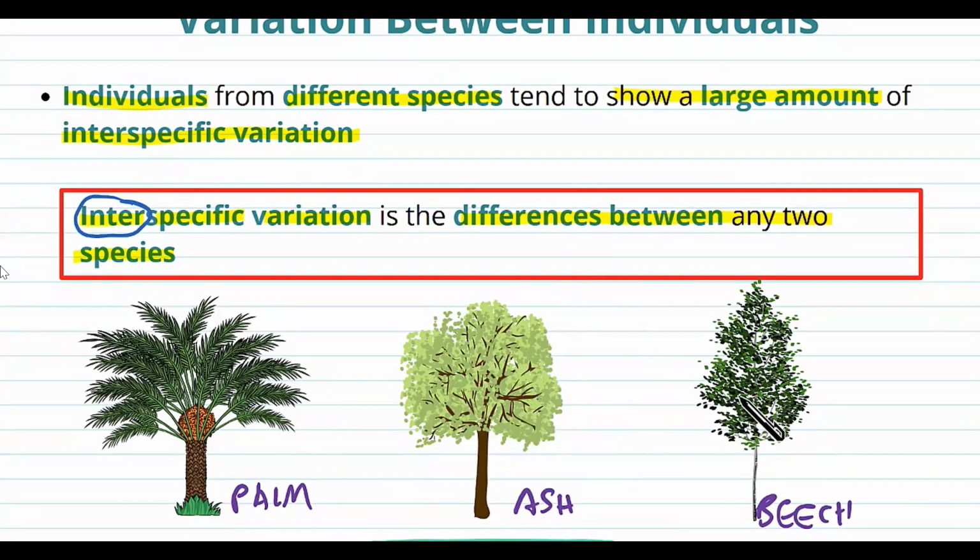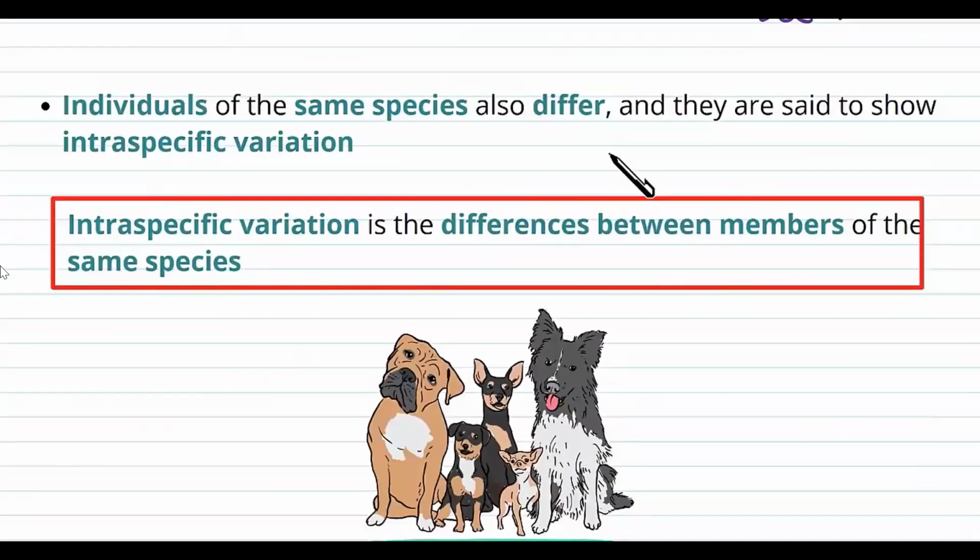So interspecific variation between trees or between cats and dogs or between humans and sharks, there is a very large amount of variation between them. And as well as this, we get individuals within the same species differing too. And this is called intraspecific variation. Intraspecific variation is the differences between members of the same species, because intra tends to mean within or inside.